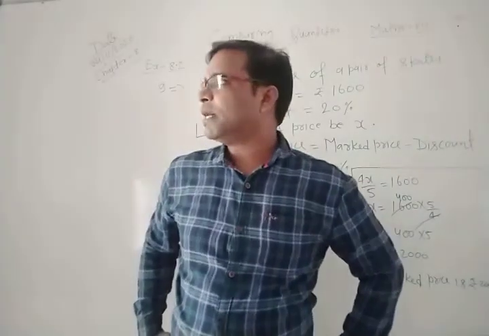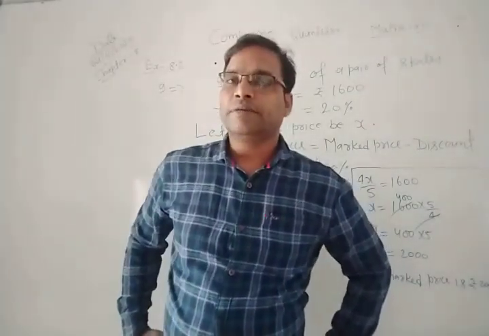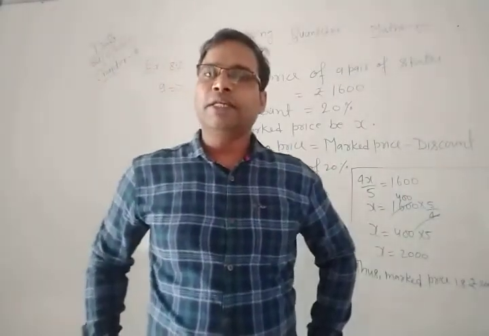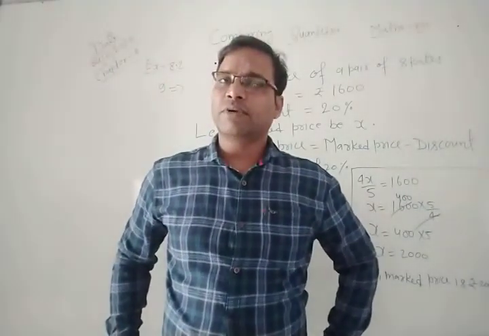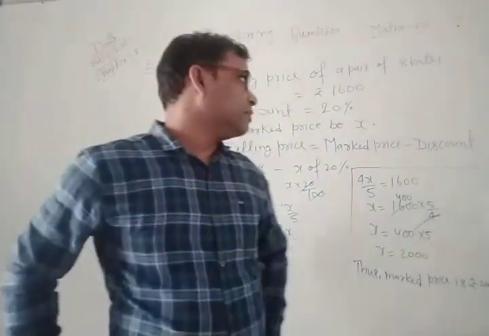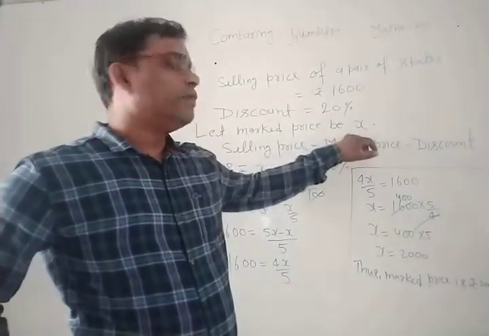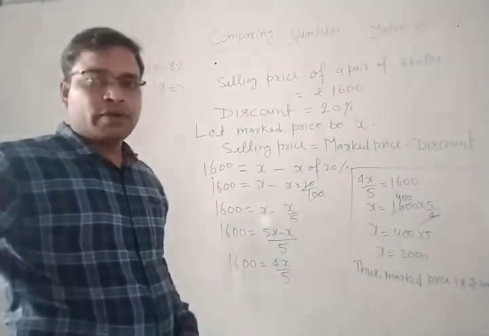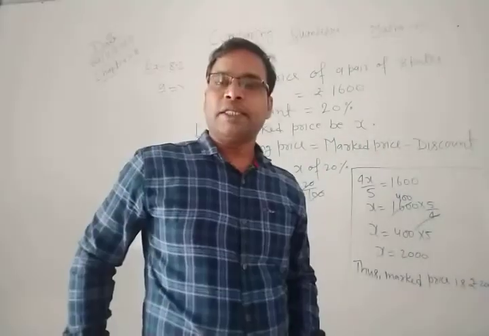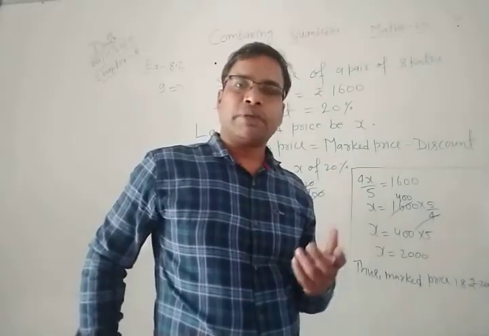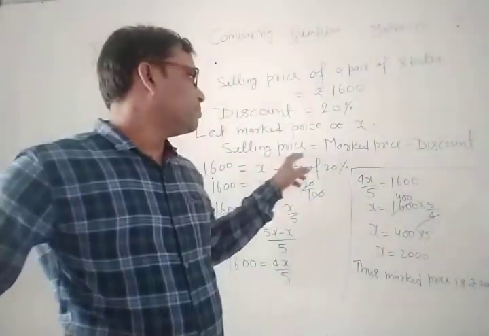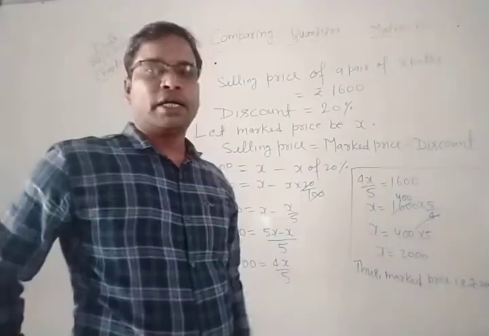We know very well we find the discount on the marked price. So in this question, we are asked to find the marked price. Okay, so we let the marked price be x. Here you can see we let the marked price be x. So the selling price is equal to what? You find the selling price in terms of the marked price when we subtract discount from marked price. Okay, so you can write here selling price is equal to marked price minus discount.